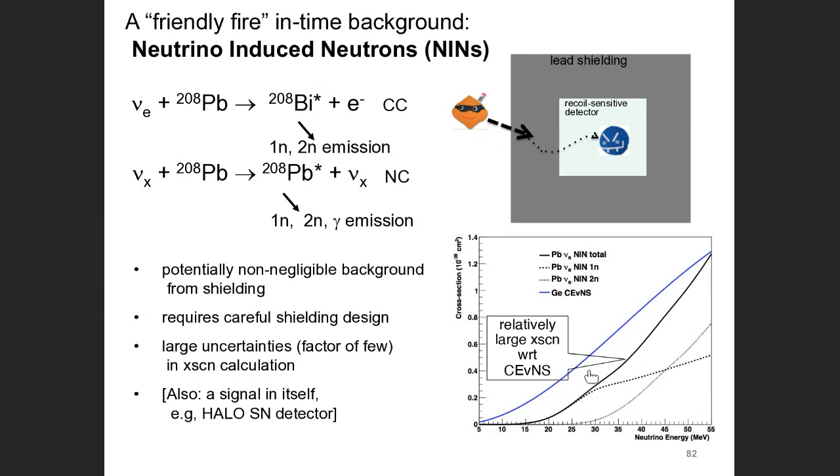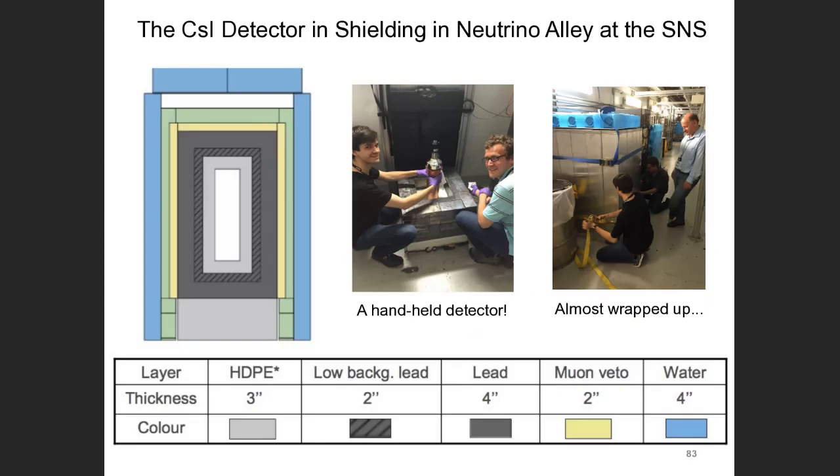And the cross-section for this, although it's smaller than CEvNS, is actually not that small. And this is an example on the bottom right here, the blue is the germanium CEvNS cross-section. The black is the NIN cross-section. And it's not that small. It's not huge, but it's enough that we have to worry about it. And so we have to carefully design shielding, and we have to make sure we take this into account. And it's actually an interesting signal in itself.